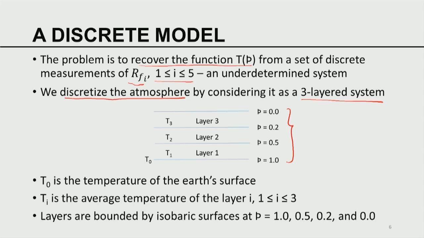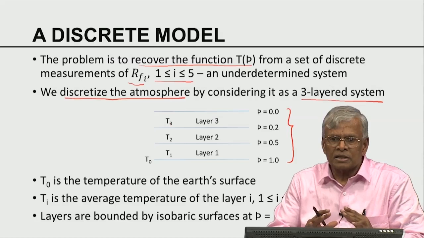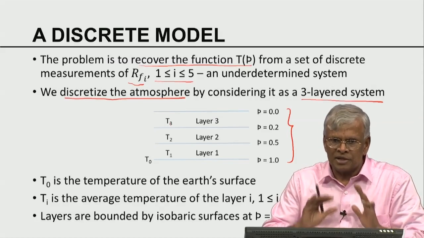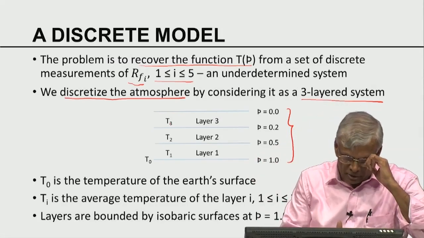I am assuming the temperature in layer 1 is T1, in layer 2 is T2, in layer 3 is T3; T1, T2, T3 are constants. You can readily see that instead of 3 layers, I can have 30 layers or 50 layers, defined by the pressure levels. Conceptually the problem is not very different whether I consider 3 layers, 30 layers or 300 layers. The number of layers is simply a question of convenience and the accuracy of representation. So without loss of generality, let us illustrate it using 3 layers.